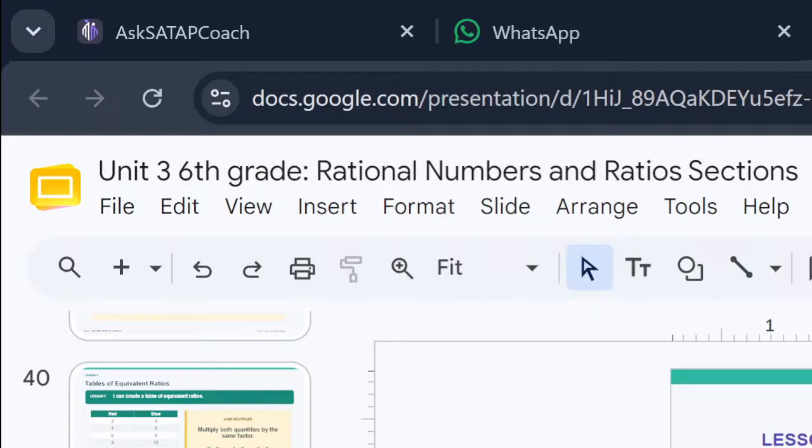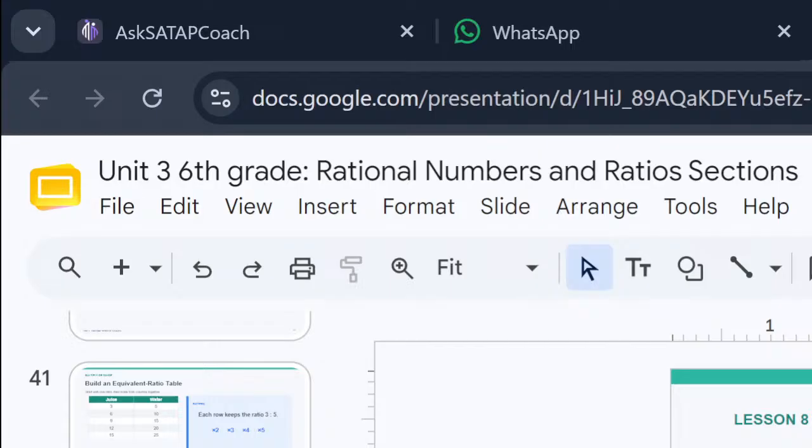Okay, number 1, 2 to 5 is equal to 4 to 10, is equal to 6 to 15, 10 to 25. Number 2, 3 to 4 is equal to 6 to 8, equal to 9 to 12, 15 to 20. Number 3, example, 5 to 7, 10 to 14, 15 to 21, 20 to 28. And number 4, example, 8 to 12, 12 to 18, 16 to 24. Number 5, both quantities are multiplied or divided by the same factor.